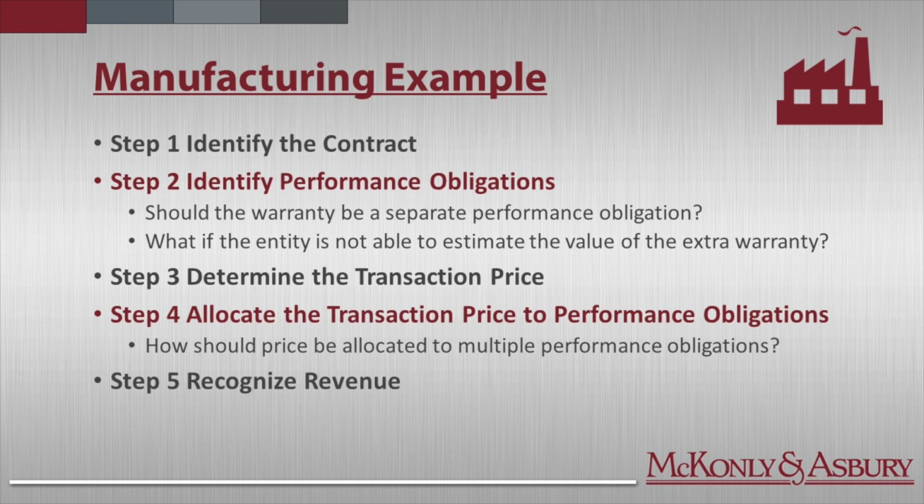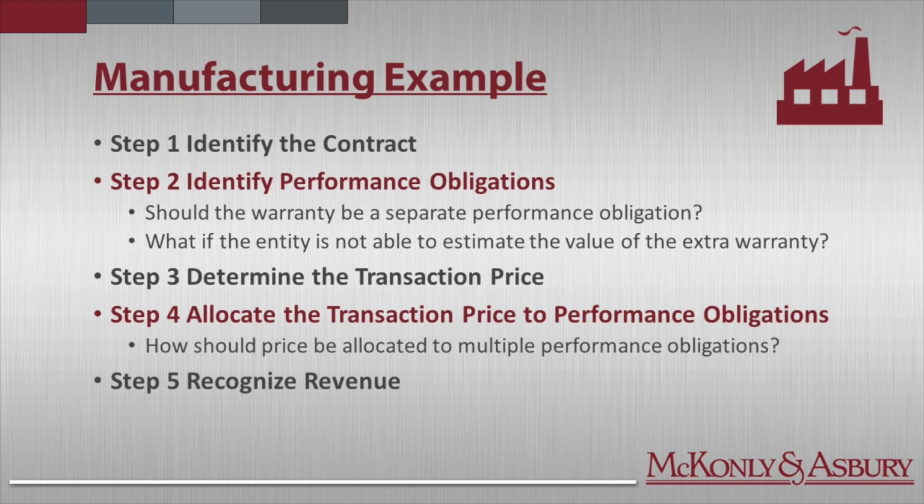Second point here is, what if the entity is not able to estimate the value of that extra warranty? So we used 120. It was easily estimatable. According to the new standard, if that can't be estimated or they have no idea what that extra warranty would cost, then basically the guidance allows room for you just to say, okay, we don't have a separate obligation because we can't estimate that separate piece of the transaction price, so we go back to 1. But we're going to assume 2 in this scenario.